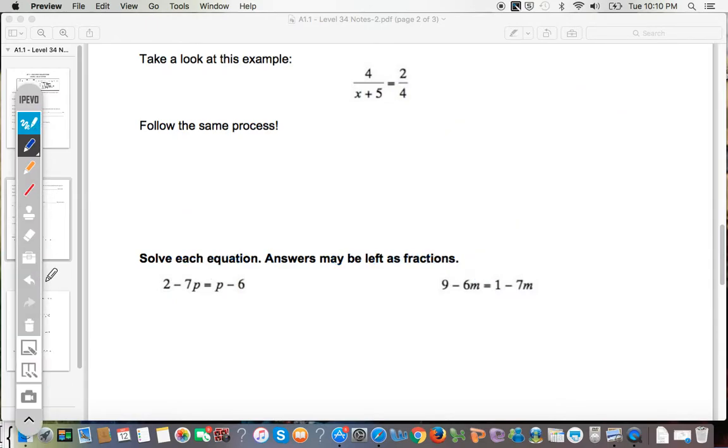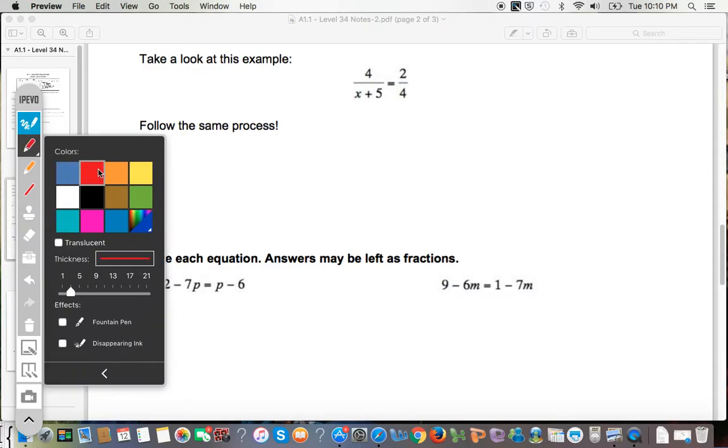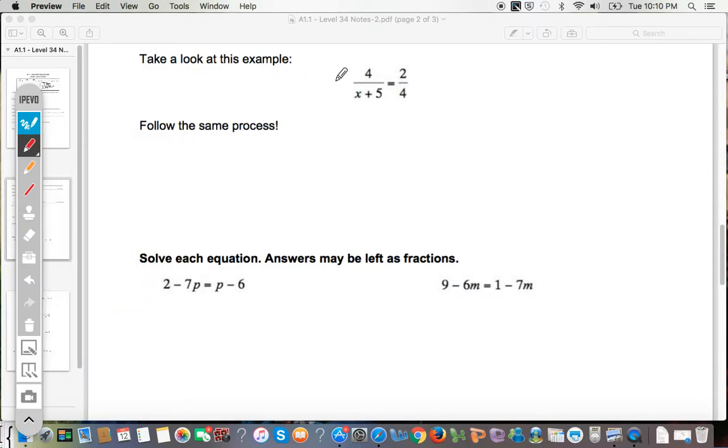So let's take a look at another example. Here we have 4 divided by the term x plus 5 equals 2 over 4. So how are we going to solve this? We're going to cross multiply. I'm going to draw lines just so I don't get confused. So I'll be multiplying the 4 by 4 and the 2 by x plus 5.